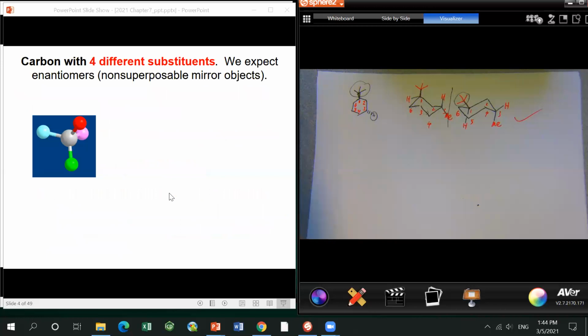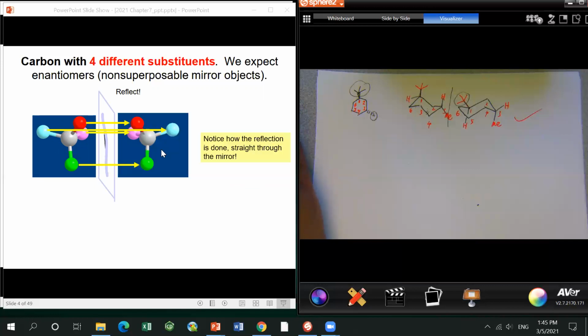There are several types of enantiomers. The first type we'll learn is a carbon with four different substituents, four different attachments. A molecule with a carbon with four different substituents and its mirror image will become enantiomers. For example, this molecule and its mirror image look very similar, but these two molecules are non-superimposable.